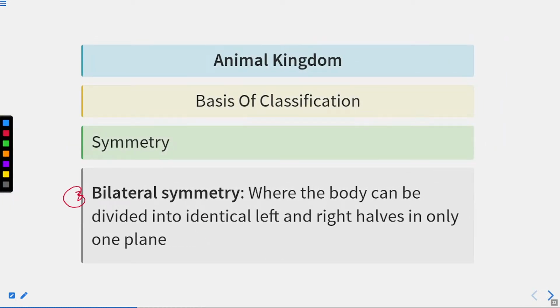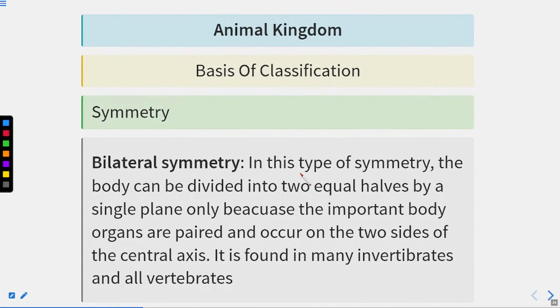The third type is the bilateral symmetry, where the body can be divided into identical left and right, only two equal halves. Only one plane is there that can divide it into two equal halves, and that plane is passing through the center. So that is bilateral symmetry. In this type of symmetry, the body can be divided into two equal halves by a single plane. This is very, very important.